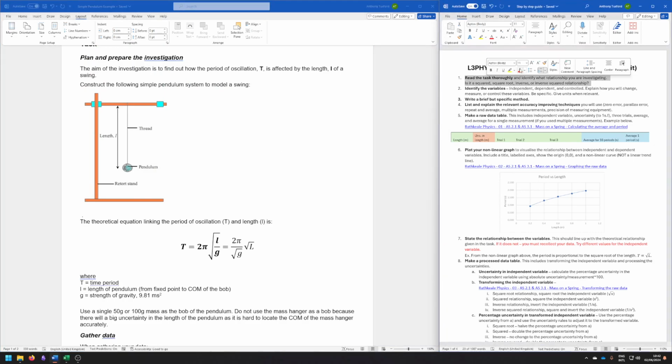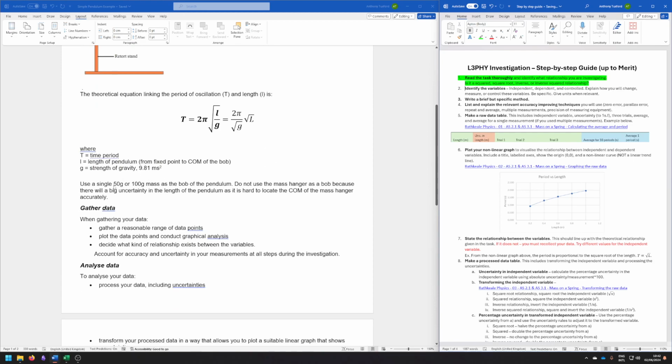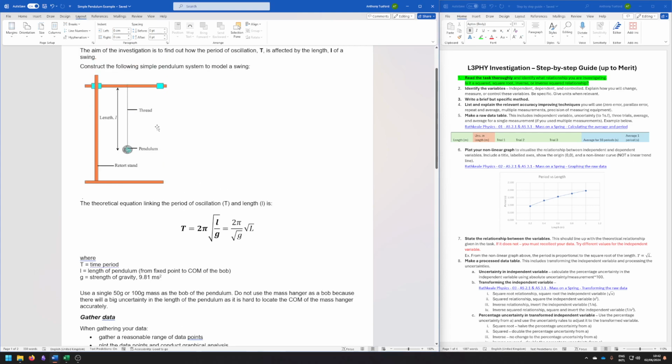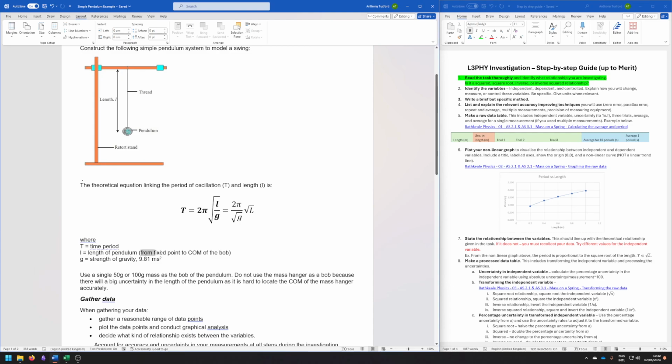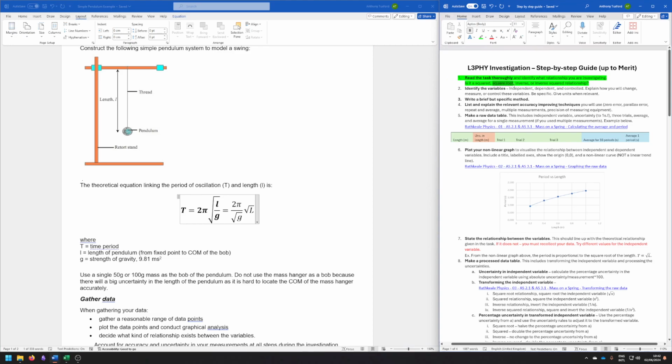So step 1, read the task thoroughly. Done? Yeah, well, I've already read it, but you should read it in a bit more detail. Brief method, the setup, being careful that a few points like to the center of mass of the bob, so there's some uncertainty in that length measurement, making sure you understand the background equation. I can see time period is proportional to the square root of length, so we're looking at a square root relationship, which is good to identify early.